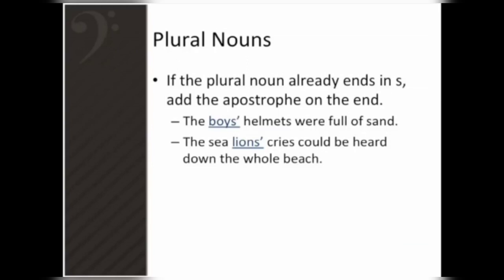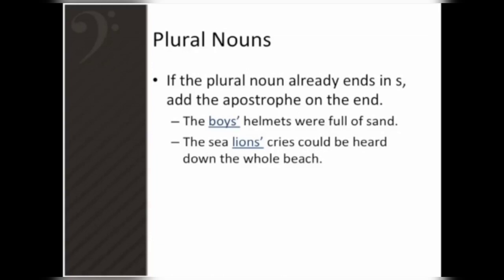If the plural noun already ends in s, add the apostrophe on the end. The boys' helmets were full of sand. The sea lions' cries could be heard down the whole beach. Right? So if it is a plural noun and it already ends with s, no need to add apostrophe s another time. Only we have to keep the apostrophe mark after s.